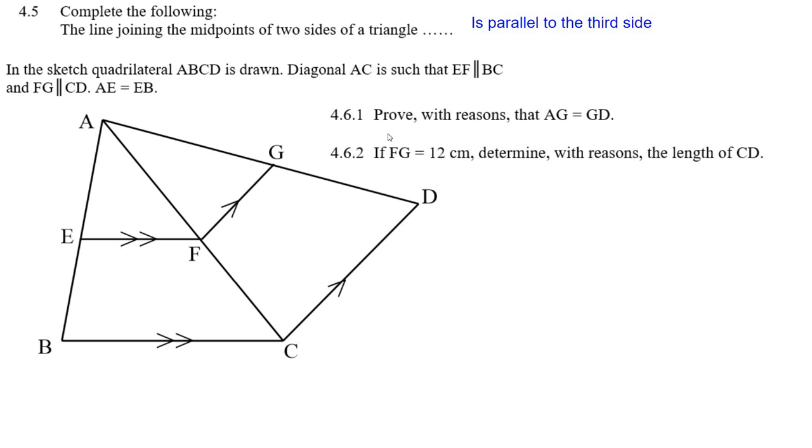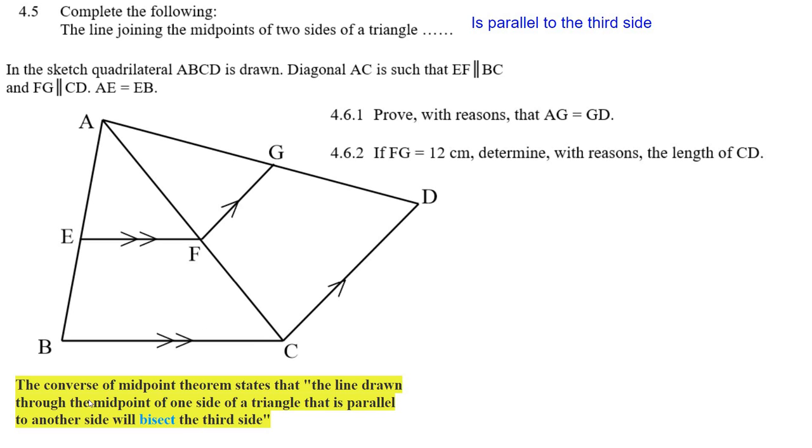Now, I had to be really careful here because there's a thing called the converse of the midpoint theorem, and you can use it in a situation like this. We know that AE equals EB. We've got one midpoint, and we know that this line is parallel.